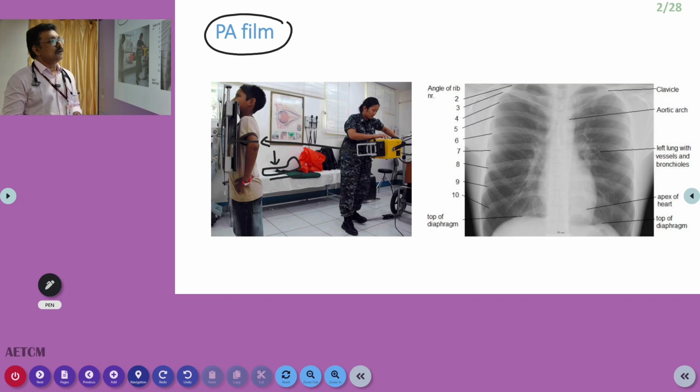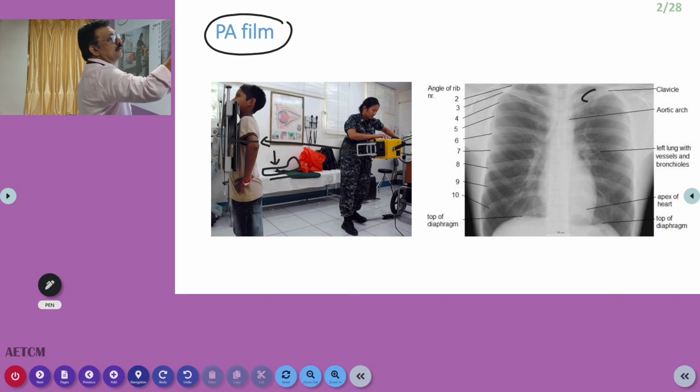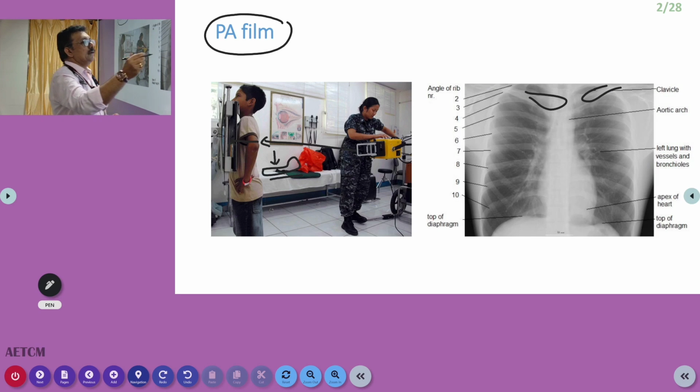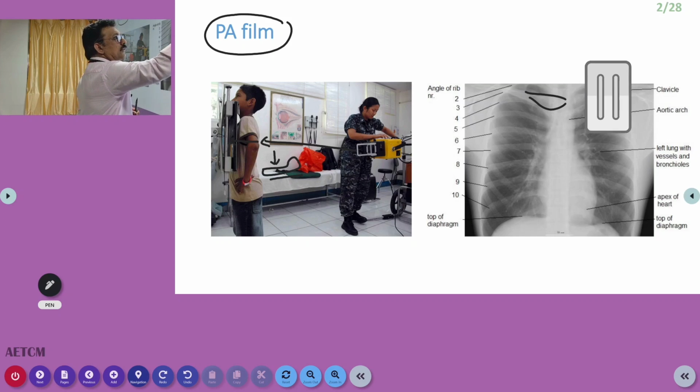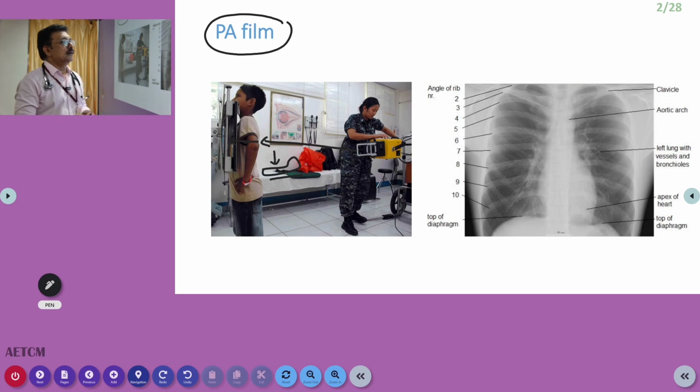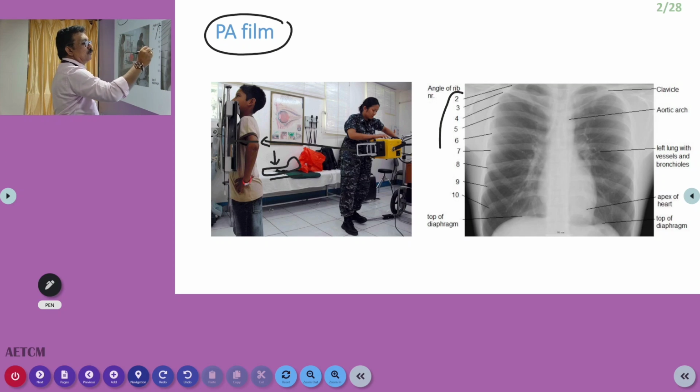If the position is not equal or not normal, suppose this clavicle is here and this clavicle is here, it is completely rotated so that this area will be compressed. So this lung area may be compressed. That is not a good film. Always look at the equality of both sides. That is very important. Then you can count the ribs from 2 to 10.